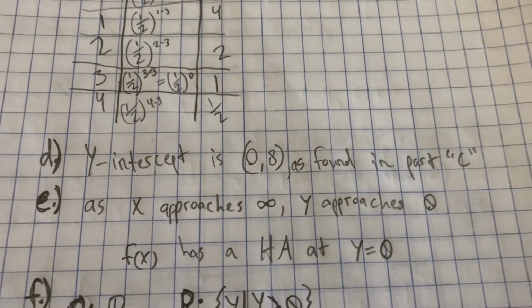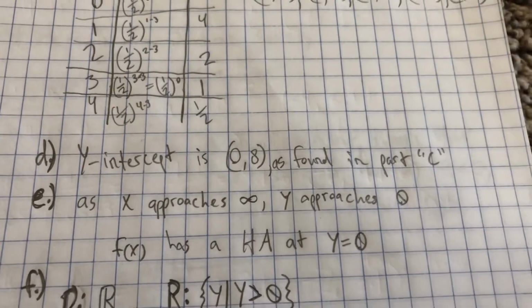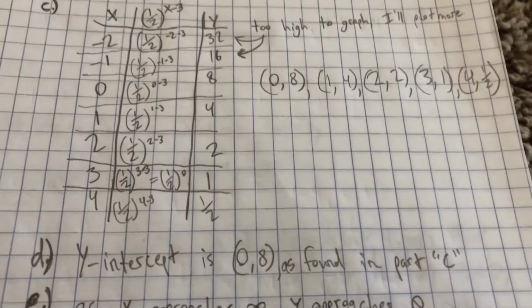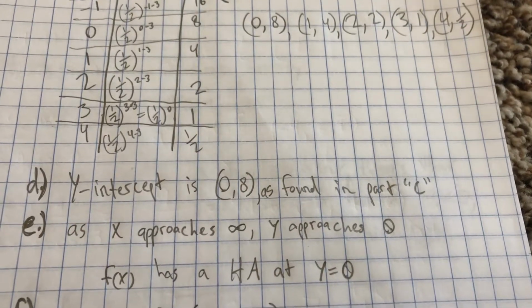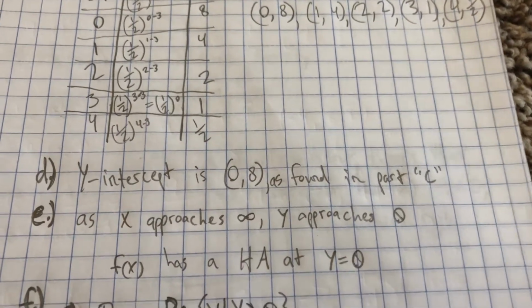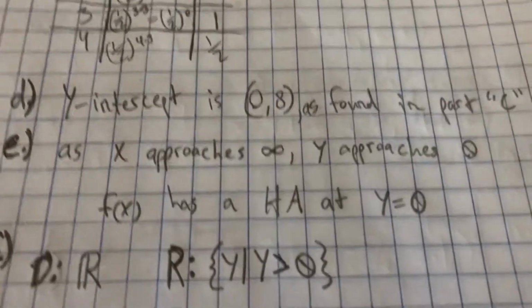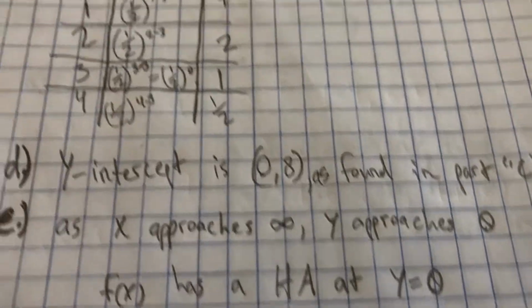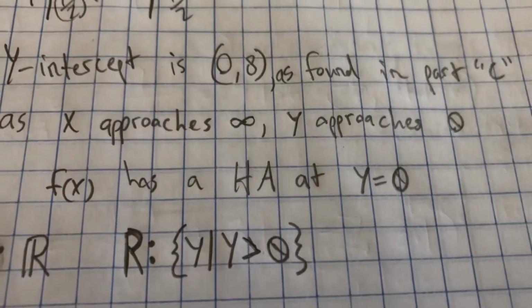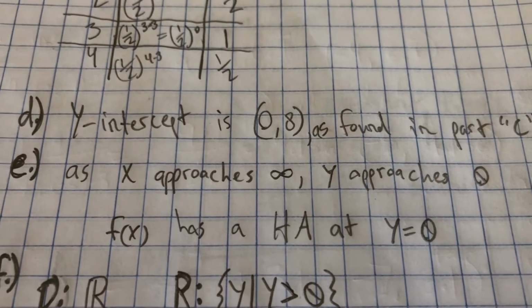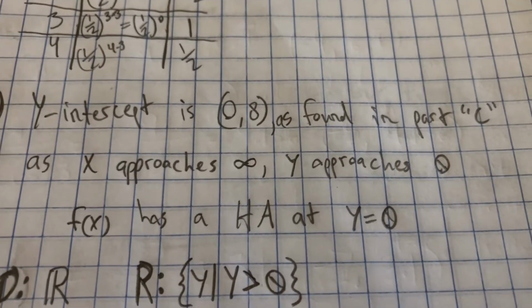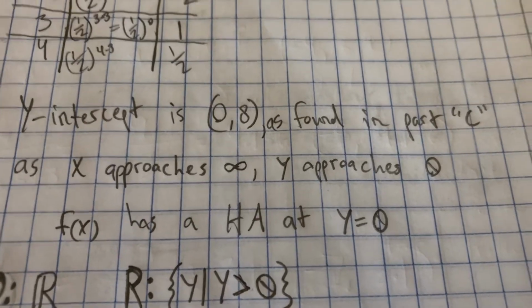Now, for E, it says state the horizontal asymptote, and in the notes, we learn that whichever number the y values are going to as x approaches infinity is where that horizontal value is going to be. So as x approaches infinity, y approaches 0, but never gets quite to it. And so the function (1/2)^(x-3) has a horizontal asymptote at y equals 0.